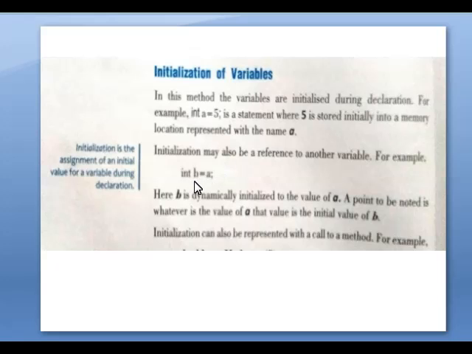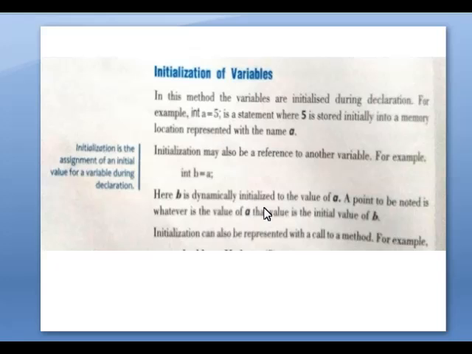So here we are not directly writing b equal to 5, because we stored the value of a as 5, and we wrote b equal to a. So the value of a is 5 and b is also 5 initially. After execution the values of a and b may change. a will remain as it is and the b value will be changed. So initialization is the assignment of an initial value for a variable during declaration. This is the initial value.